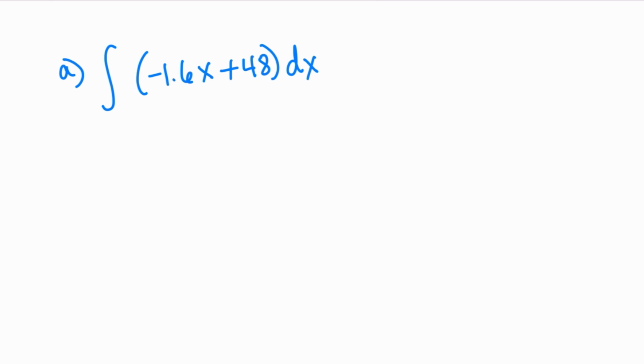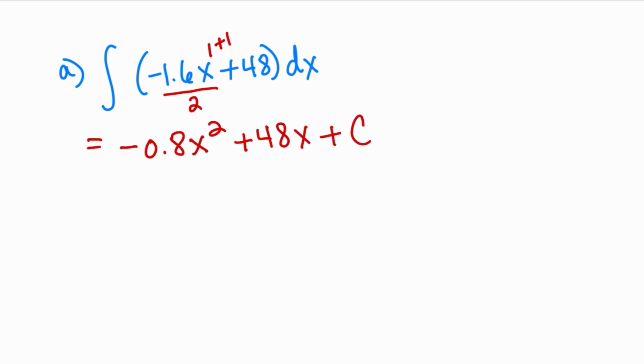The way you find the antiderivative is by doing the anti-power rule. You're going to add 1 to the exponent. Right now the exponent for x is 1, so you're going to add 1 and divide by the new power, which is 2. So we're going to get negative 0.8x squared. Then the antiderivative for 48, a constant, is going to be 48x. And remember, you always have to put plus c because it stands for a constant.